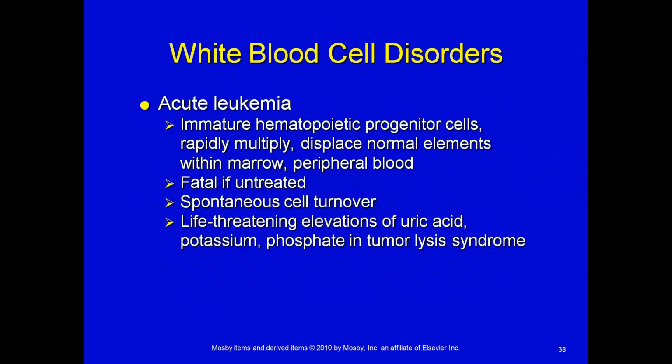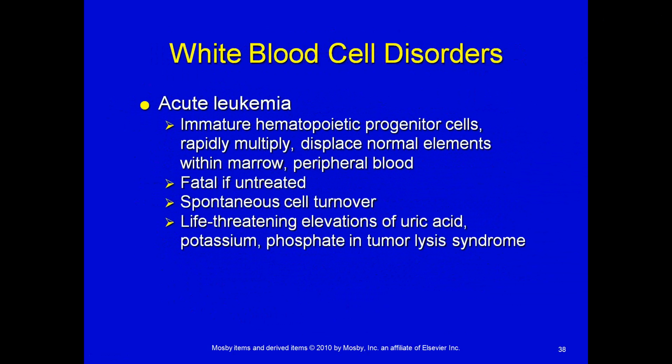Acute leukemia is the result of immature hematopoietic progenitor cells. These progenitor cells rapidly multiply. They displace the normal elements within marrow and peripheral blood. It is fatal if untreated. It also results in life-threatening elevations of uric acid, potassium, and phosphate in tumor lysis syndrome.